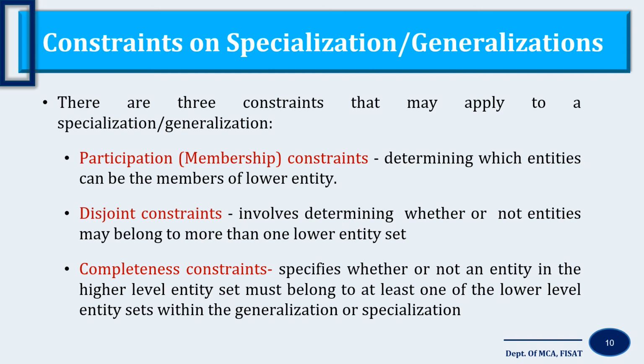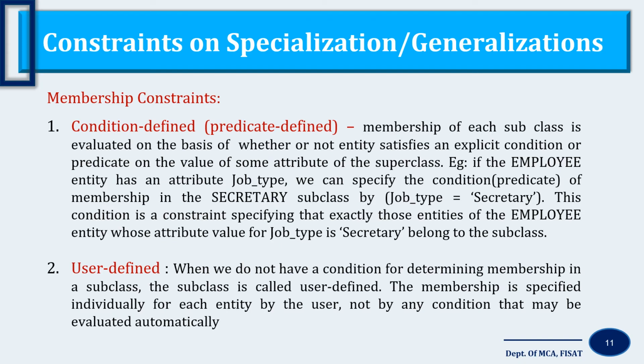Now let us discuss the first type of constraint, that is membership constraint. Membership constraint determines which entities can be the members of the lower entity. This membership can be defined either by the user or based on a condition. So based on that, we have two types of membership constraints. The first one is condition defined membership constraint, and the second one is user defined membership constraint.